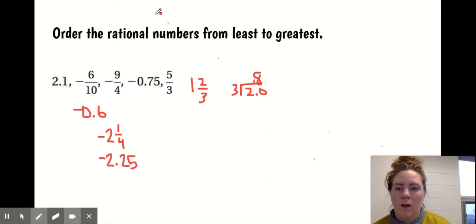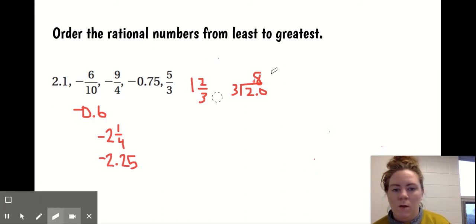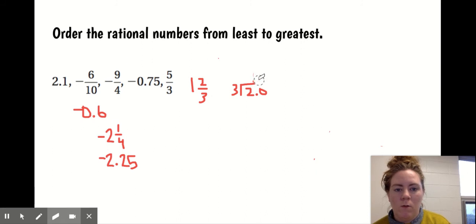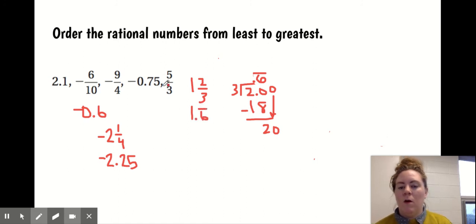3 times 8, that's 24. Right? That's too big. Let's go with 7. That's 21. That's still too big. It's 3 times 6. That's 18. You'd have 2 left over, and look at that. You'd be repeating yourself already right from the get-go. So 2/3 is 0.6 repeating. So this is 1.6 repeating. All right, everything's a decimal.